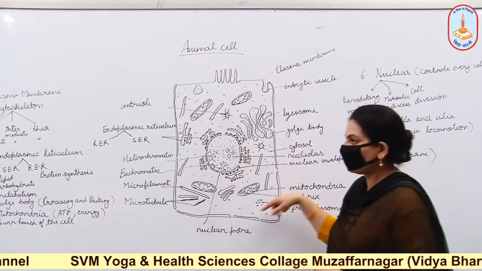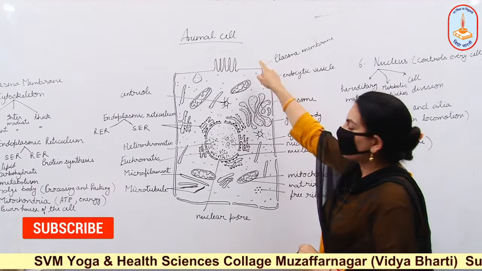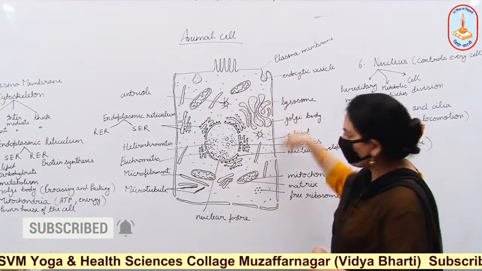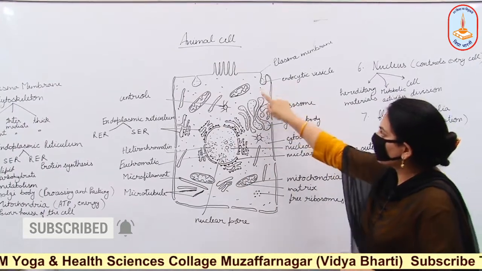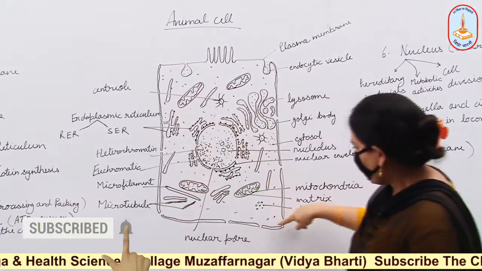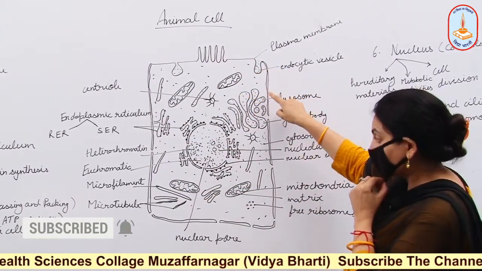The structure of an animal cell. Our body is made up of cells. Every cell has this type of structure. This structure contains an outer membrane known as the plasma membrane that protects the cell.